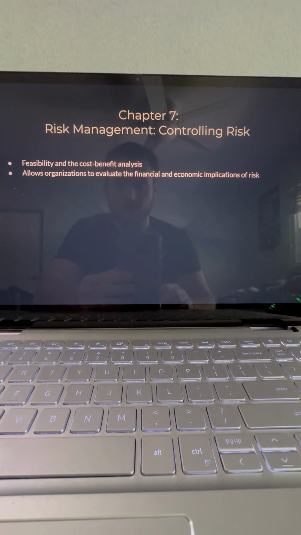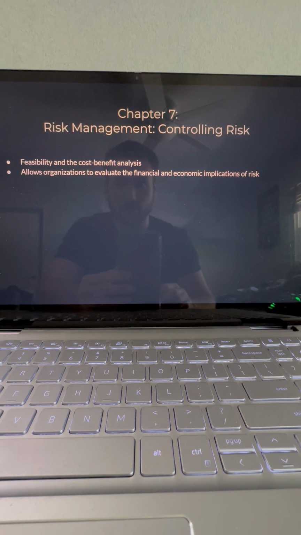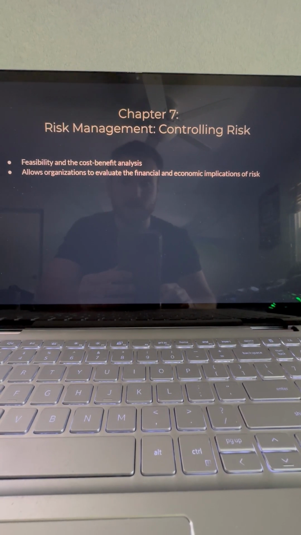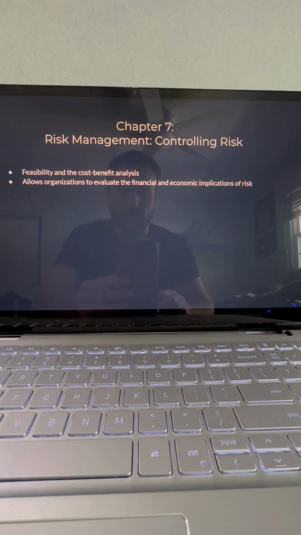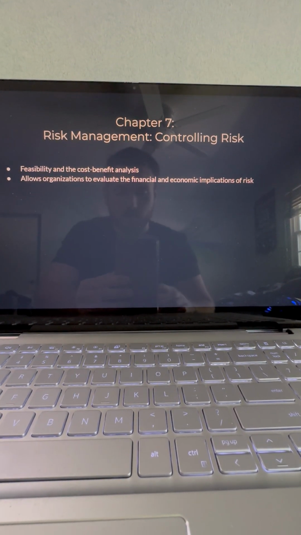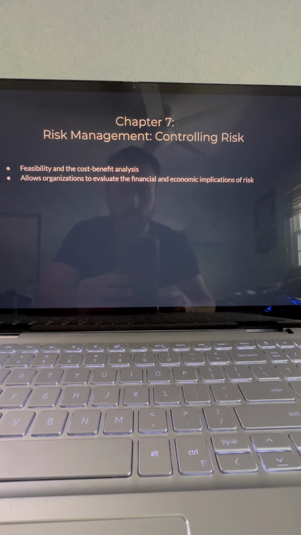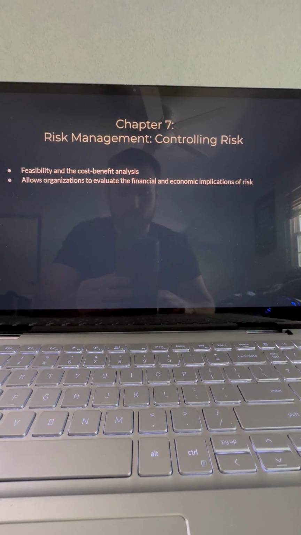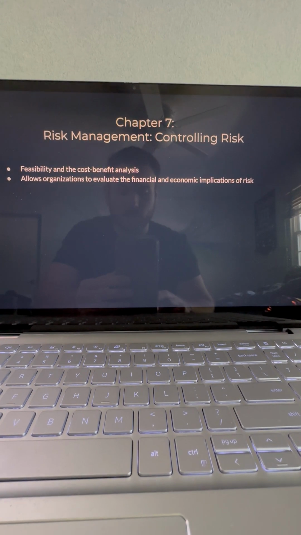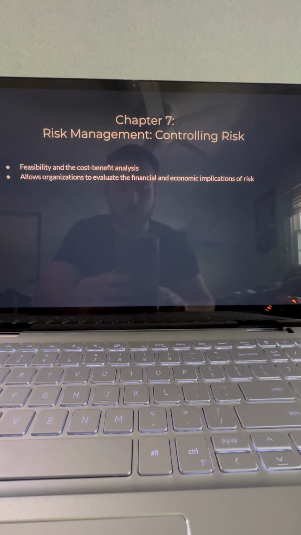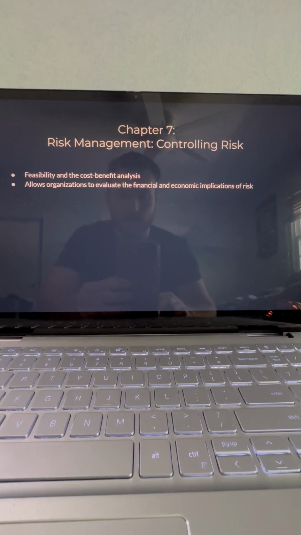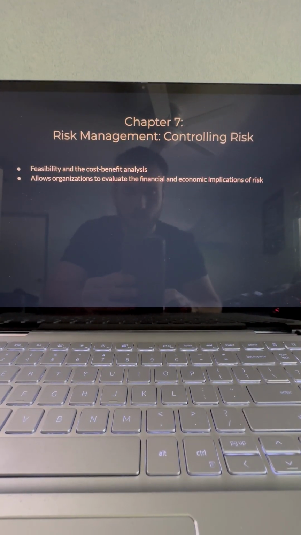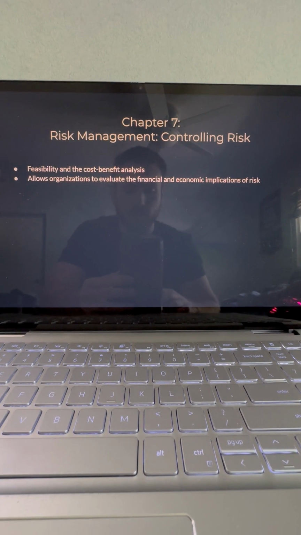In Chapter 7, which is risk management, controlling risk, we look at feasibility and the cost-benefit analysis. This allows organizations to evaluate the financial and economic implications of risk. So placing a dollar value on assets is crucial for risk management. By assigning a tangible value, organizations can assess the possible impact of security incidents or data breaches. This helps organizations decide the cost effectiveness of security measures and determine the level of protection needed for different assets.